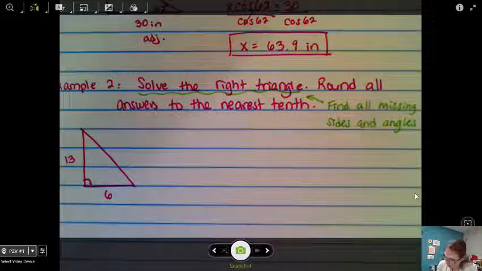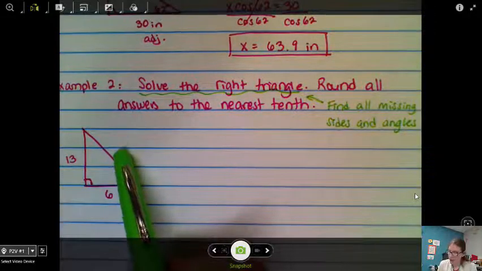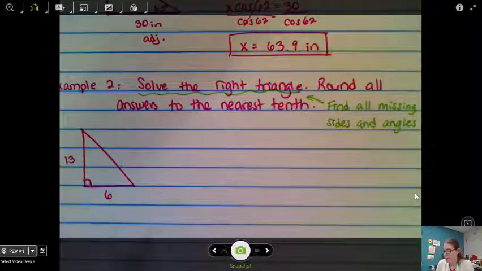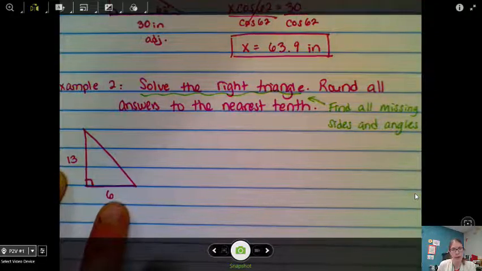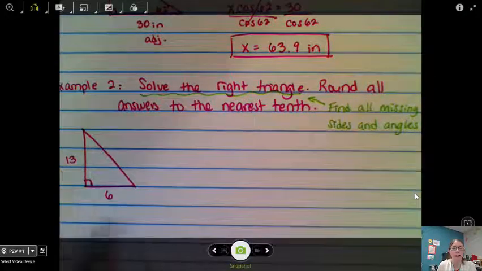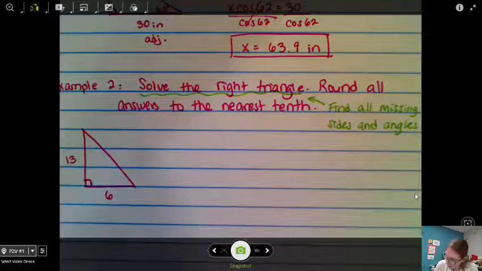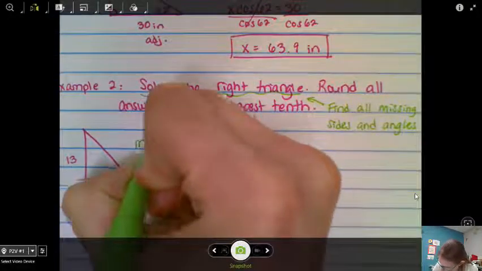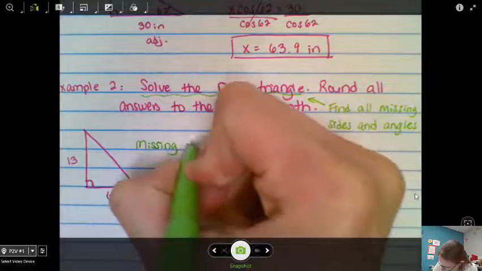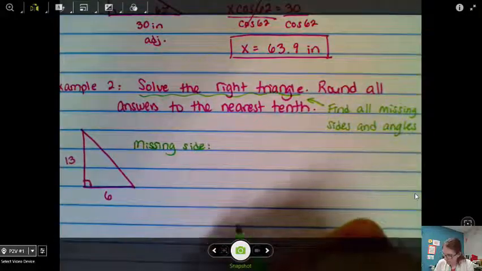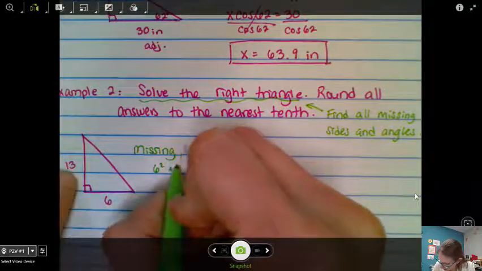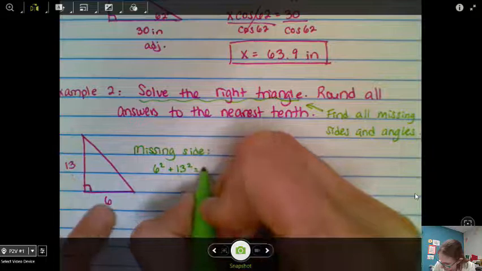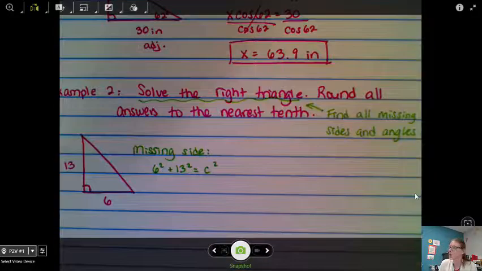Well, let's start off by finding the missing side here. If you look at the right triangle we have two sides, and if we know two sides in a right triangle, don't forget we can always use the Pythagorean theorem. So to find our missing side, we're looking for the hypotenuse. We'll take a squared plus b squared equals c squared. 6 squared plus 13 squared equals c squared.